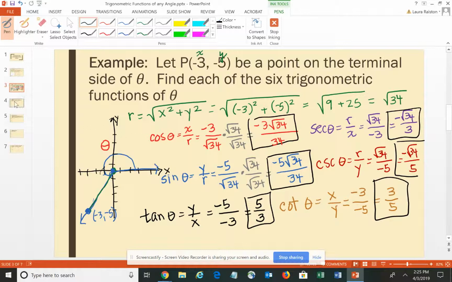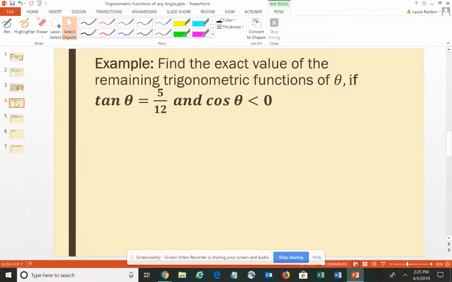Okay, let's look at another example. It's slightly different. It says, find the exact value of the remaining trigonometric functions of theta if the tangent of theta is 5/12 and the cosine is less than 0. Now, this one's a little bit different because we're probably going to have to use some of our trigonometric identities to help us figure this out.